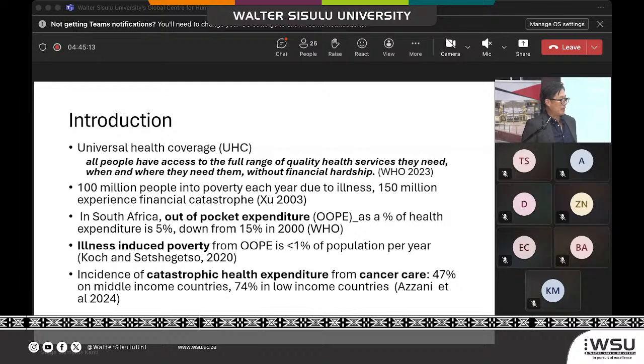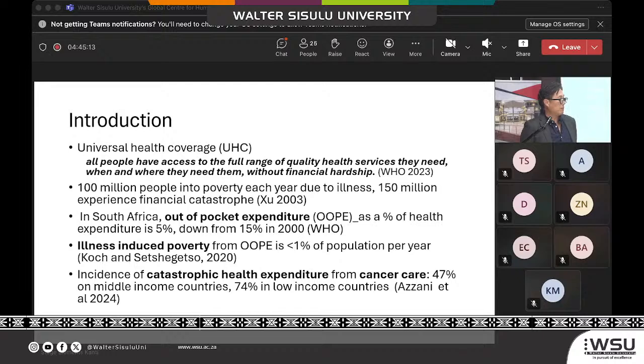This particular statistic is a little old and hasn't been updated, but it gives you a sense of the scale of the problem. About 100 million people a year are pushed into poverty as a result of illness, and about 150 million per year experience financial catastrophe. That means a level of expenditure that is defined as catastrophic for the household. I'll talk a bit more about that definition later on, but that's a sense of the burden.